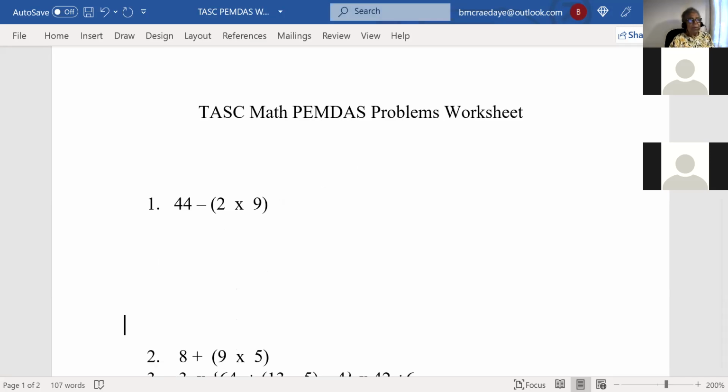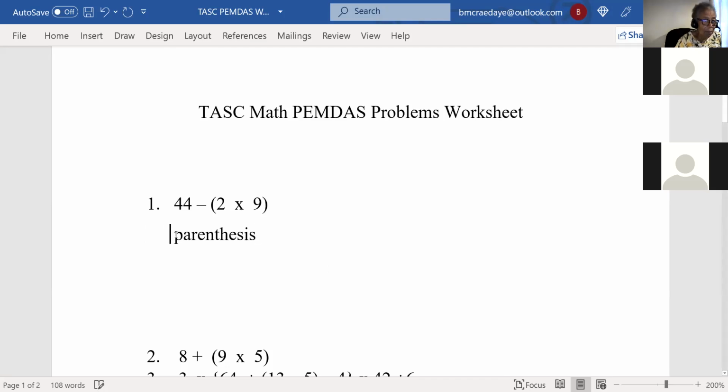Okay. Now, what do you see in this problem? 44, subtract in parentheses 2 times 9. So you see parentheses right here. You see a multiplication and you see a subtraction. Now, which one would you do first? The one in the parentheses. Okay, so parentheses we will do first. So that would be number 1.